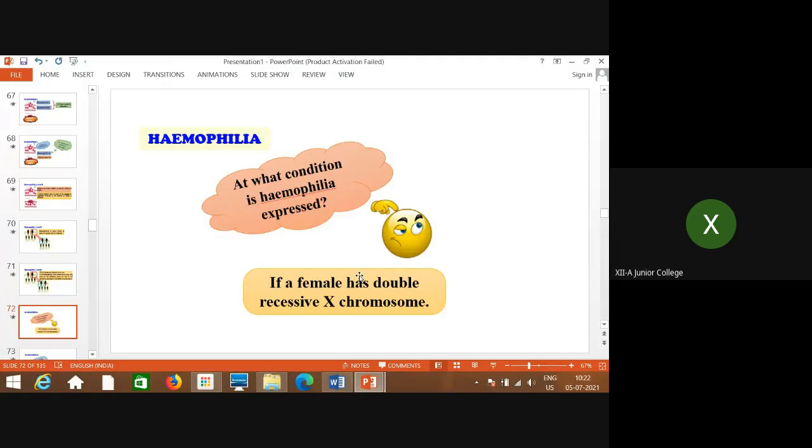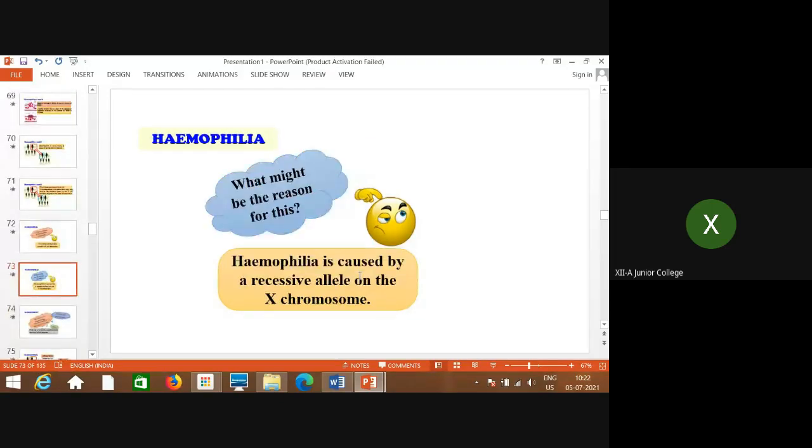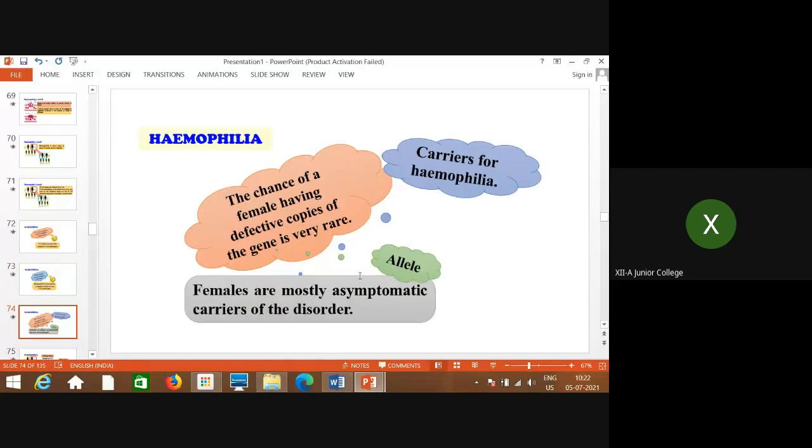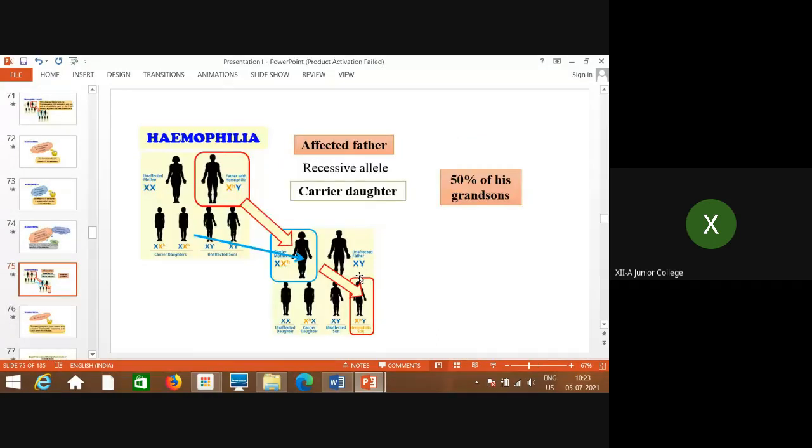In the case of females, only when both the X chromosomes carry the recessive gene are there chances for that particular female to have this disease, that is hemophilia. Then what might be the reason for this? Hemophilia is caused by a recessive allele on the X chromosome. The chance of a female having defective copies of the gene is very rare, and that's why females are generally carriers, and they are mostly asymptomatic carriers of this disorder. There are no such symptoms seen.